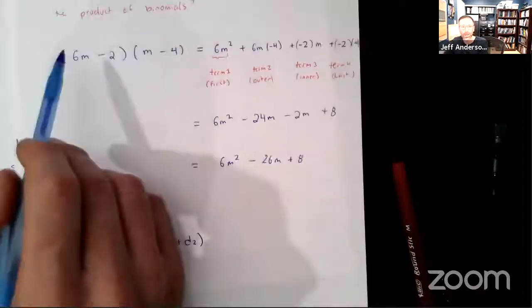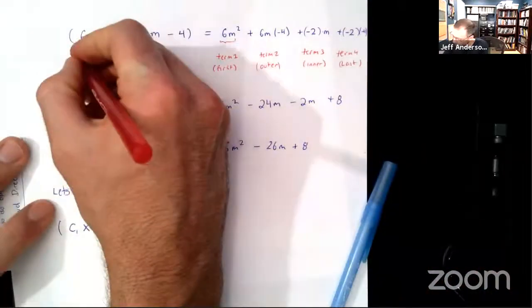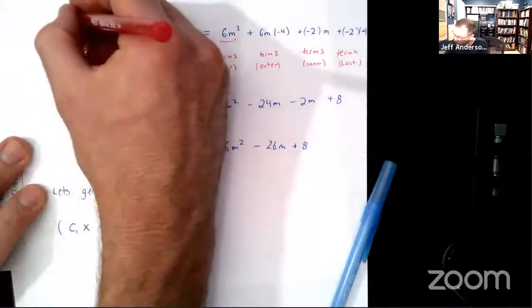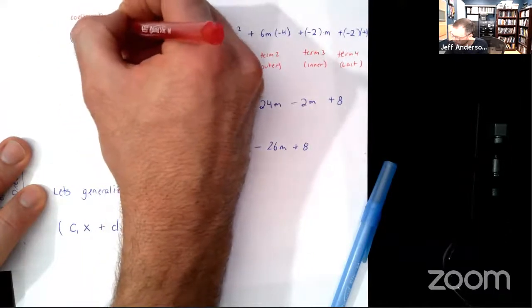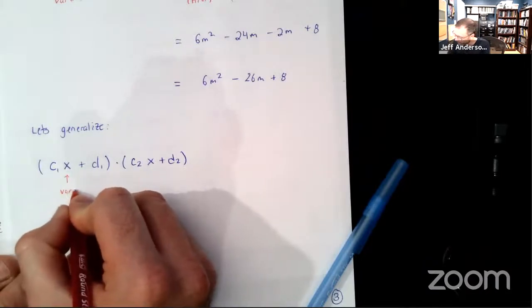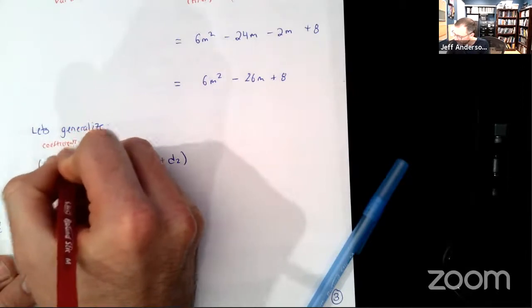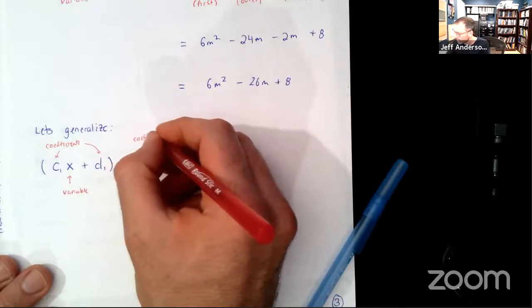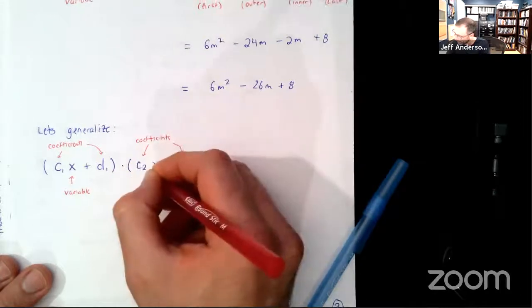Right? So in this case, x is the variable. So we call this thing the variable. And then these are the coefficients. The thing in front are the coefficients. So over here, this is the variable. And then these are the coefficients. C1, D1 coefficients. C2, D2 coefficients. And variable.